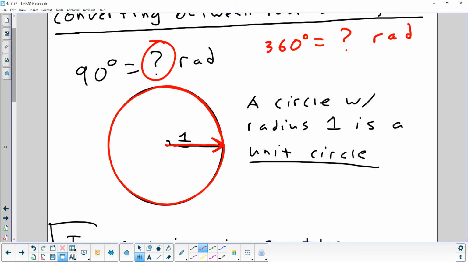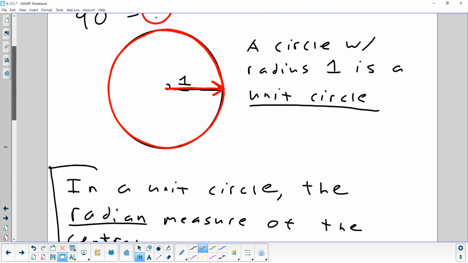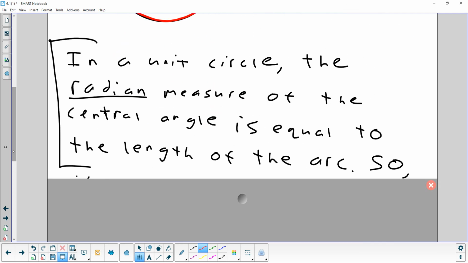This is 360 degrees. Goes all the way around the circle. I'm going to try to find the length of this arc that goes all the way around the circle. We call that the circumference. If I can find the length of that arc that goes all the way around the circle, it will be equal to the measure of the angle. So all I have to do is find the length of the arc that goes all the way around, and that'll tell you how many radians to go all the way around.